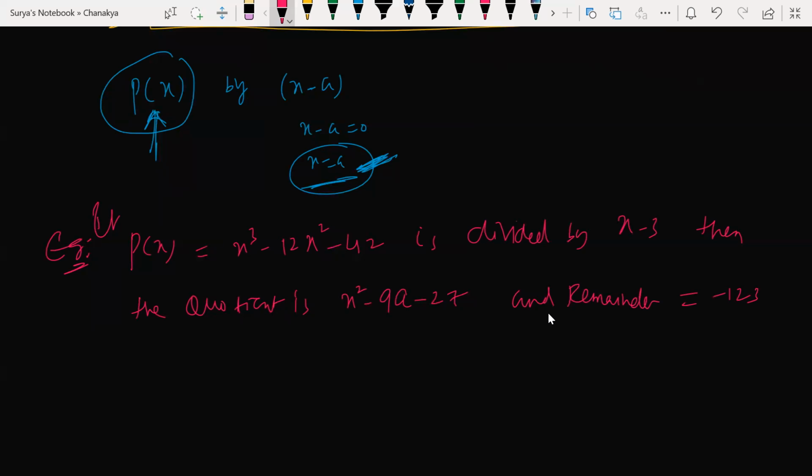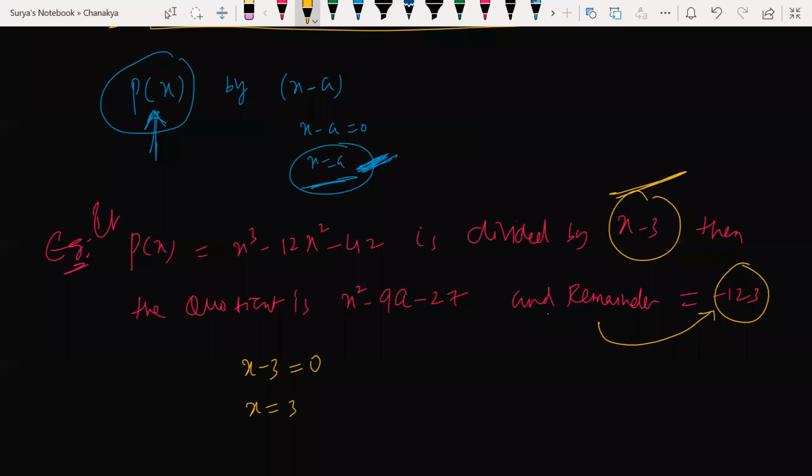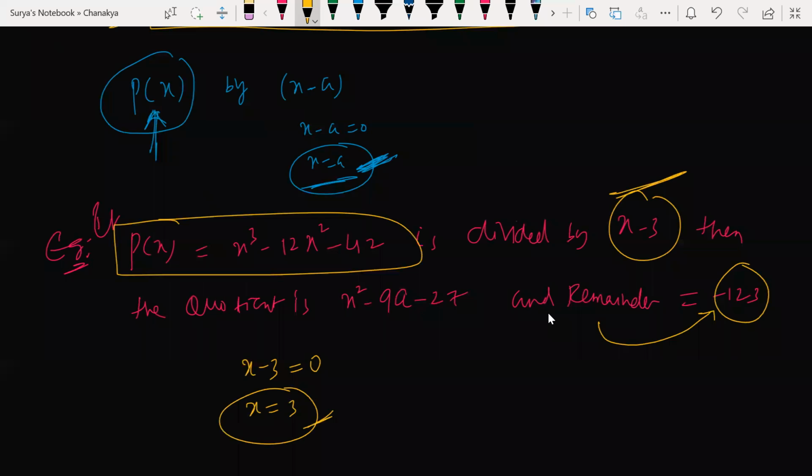How do we get that? We are learning the remainder theorem, so let me tell you how we get this remainder very easily. We are dividing by x minus 3, so the divisor is x minus 3. Equate x minus 3 to 0, and the x value is 3. I substitute this x value in this polynomial, and you will get it. That's it.